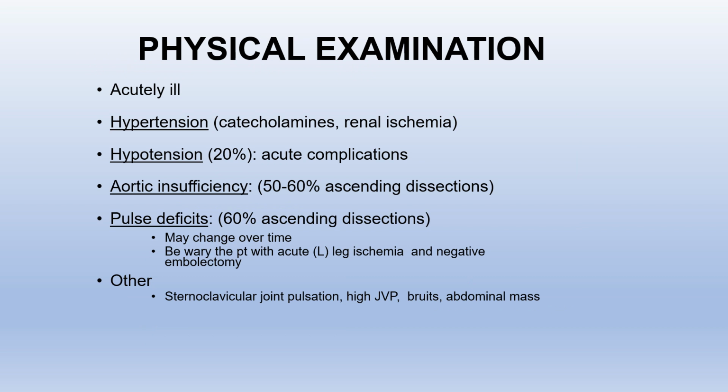Physical examination shows an acutely ill patient with hypertension, or it may be hypotension. Aortic insufficiency in 50 to 60% of the ascending dissections, pulse deficit in 60%, which may change over time. Be wary of the patient with acute leg ischemia and negative embolectomy. Other signs: sternoclavicular joint pulsation, high JVP, bruit, and abdominal mass.